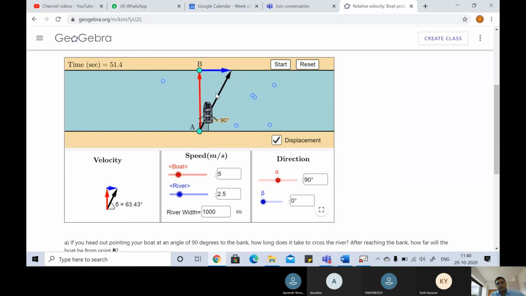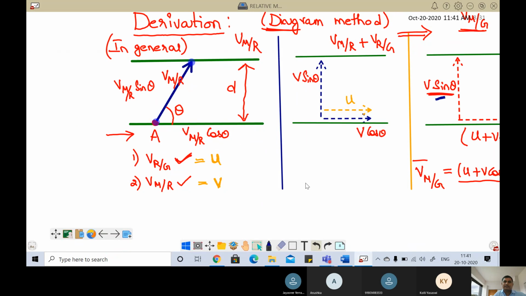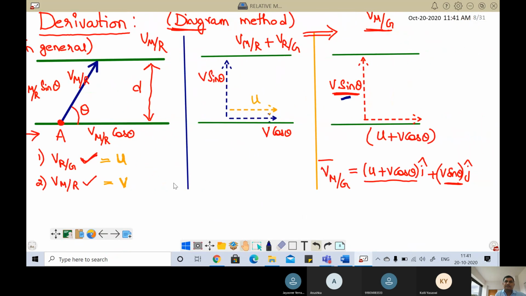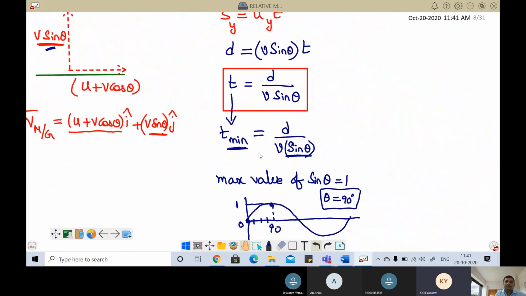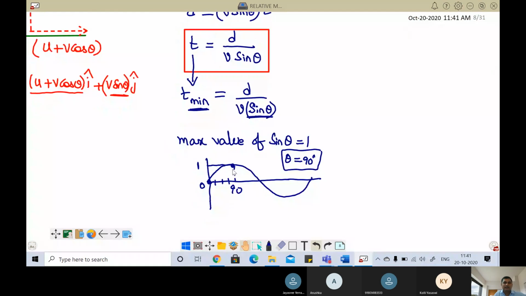I think how much did you get? 200 seconds, sir. 200 or 210? No, 200. Correct. So this is the derivation. Have you understood? This is the derivation.